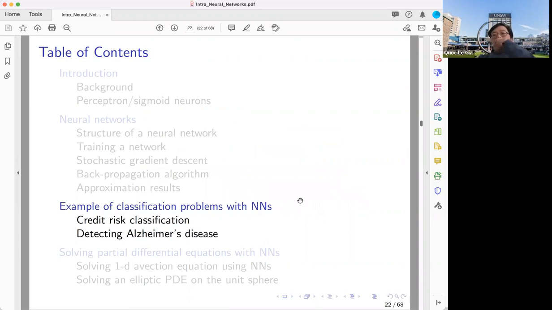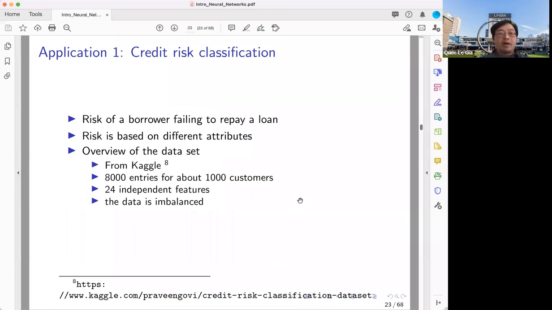Okay, so now we go to the applications. The first application is credit risk classification. So Michelle used neural networks to try to classify risky customers. A risky customer is defined as someone who borrows money from the credit card company and fails to repay the loan within a deadline, and so they have some kind of data like this.